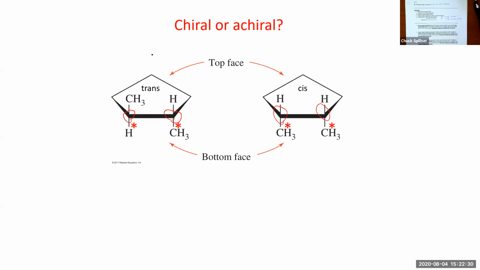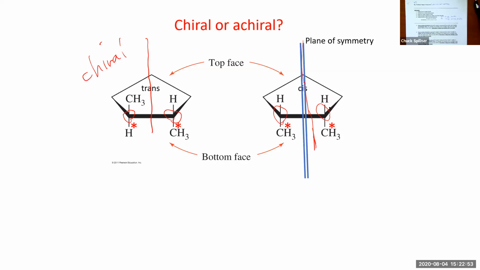So is there symmetry? Let's split this molecule in half, and there's no symmetry here. It's different. So I would say that the trans molecule here is probably chiral. If you look at the cis and you split it down the middle, there is a plane of symmetry. The left side and the right side are the same, and I think I show that a little better with that. There's a plane of symmetry in the cis, so that makes it achiral. So that's our conclusion.